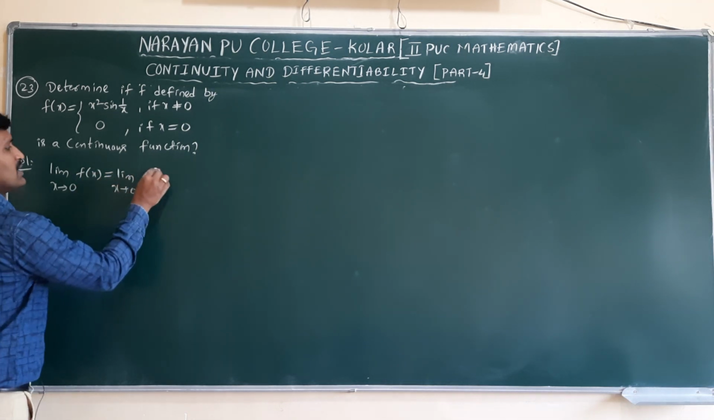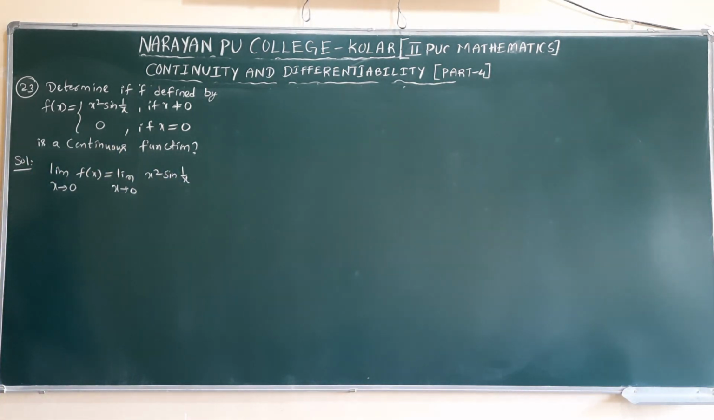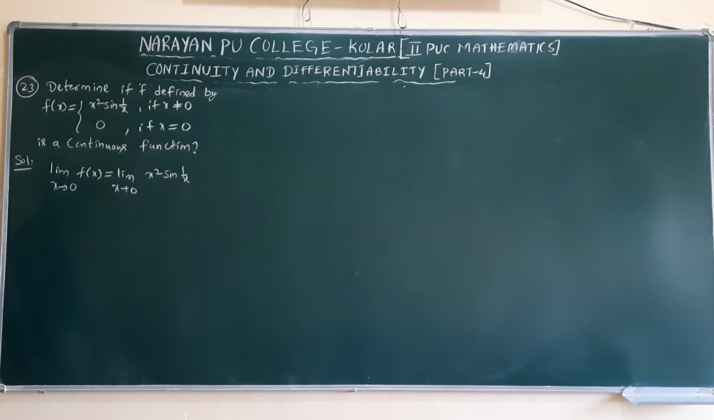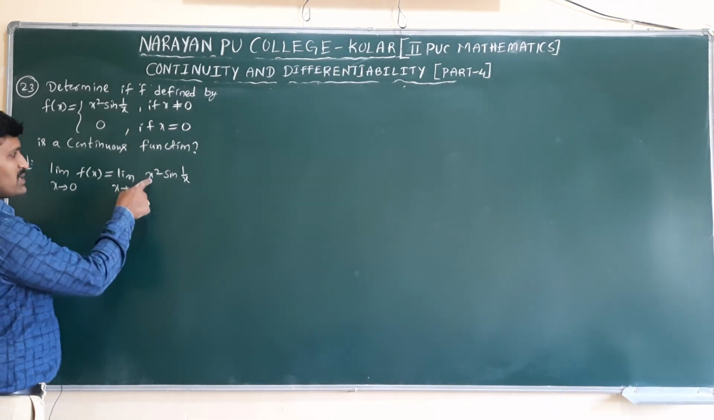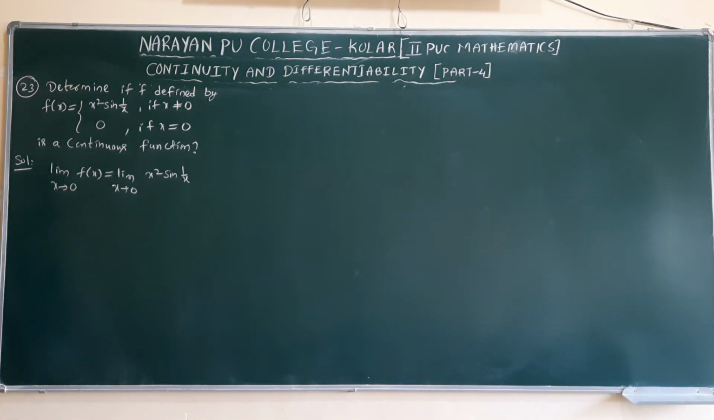What is f of x? x square into sin of 1 by x. This value we don't know directly. The reason is simple: directly putting 0, sin of 1 by 0 is sin of infinity, which does not exist. We don't have any value for that.